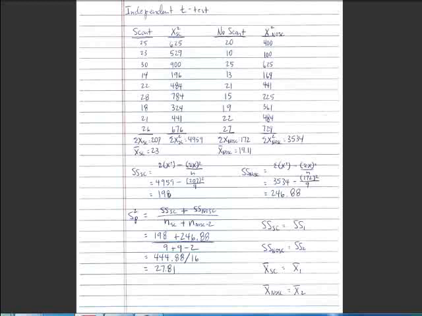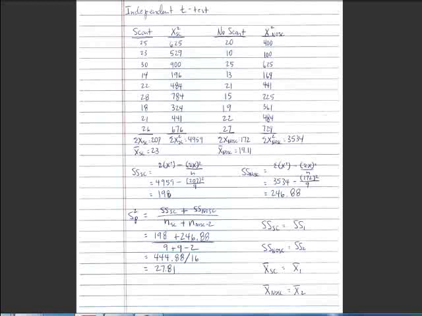So that shouldn't be anything that's surprising or super scary for you. Then I went ahead and squared each of those numbers. So x squared for the scented group, the 25 squared is 625, 23 squared, 529, and you can work your way down that column. And then I went ahead and added up the sum of x squared for you.